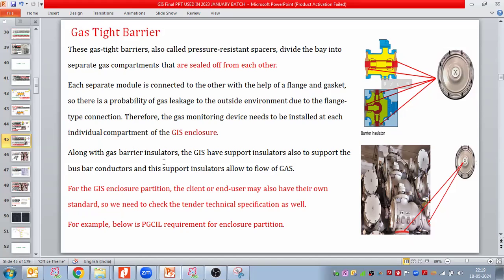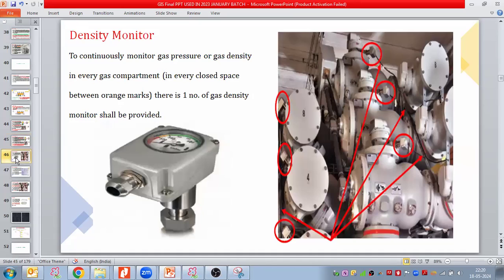Along with the gas barrier insulators, the GIS has support insulators. This also we have discussed. For the GIS enclosure partition, the client or individual may also have their own standard, so we need to check the tender technical specifications as well.